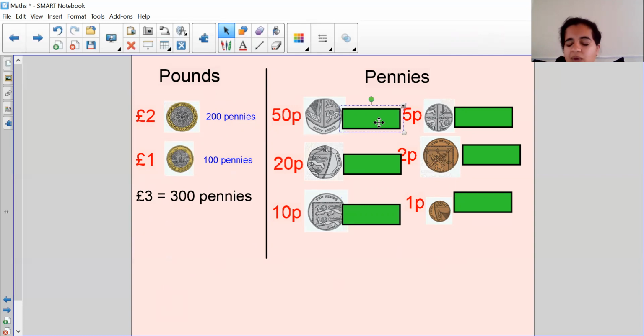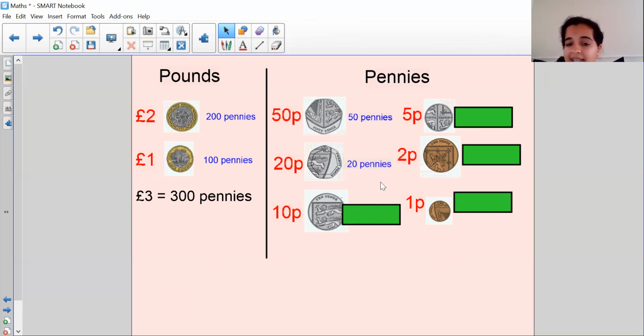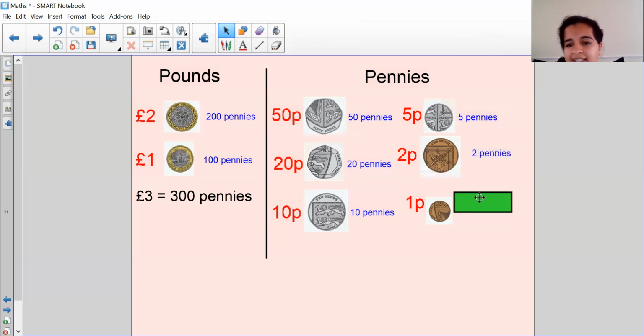So we then move on to our 50p, which would be 50 pennies. Our 20p, that's right, 20 pennies. Our 10p, 10 pennies, you're correct. 5p, 5 pennies. 2p, 2 pennies. And then our 1p, 1 pence. Okay, so take some time, have a look at that, see if you understand it.